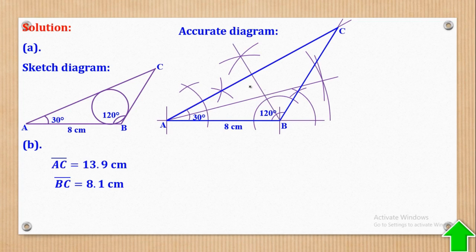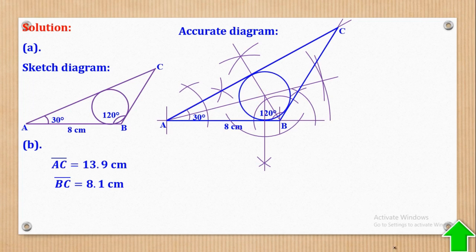The radius will be got by dropping a perpendicular. So we shall put the compass needle there and draw that arc. Then come and put the compass needle here, draw that arc, put the compass needle there, draw that arc. Then join this center with this point of intersection to come up with that perpendicular. Now from here up to here is what we call the radius of the circle. So when I use that as the radius, I'll be able to draw that circle. So put the compasses over there, adjust to this radius, then draw that circle. So that is the inscribed circle.